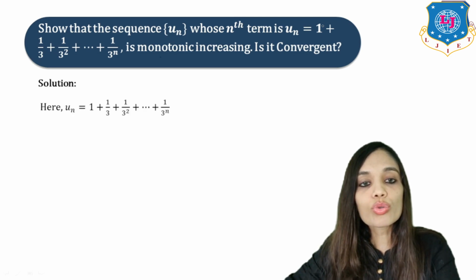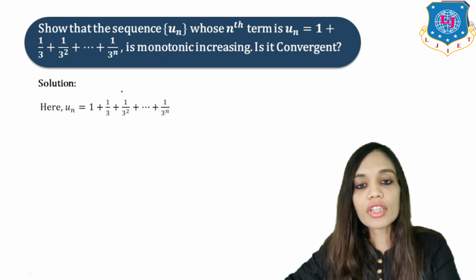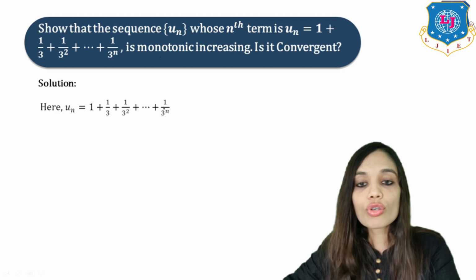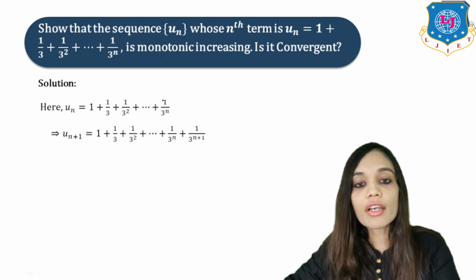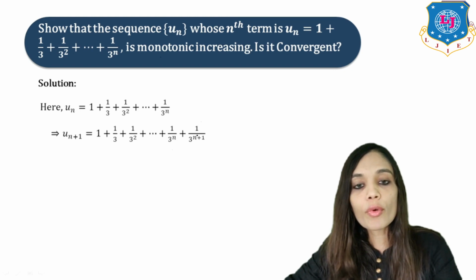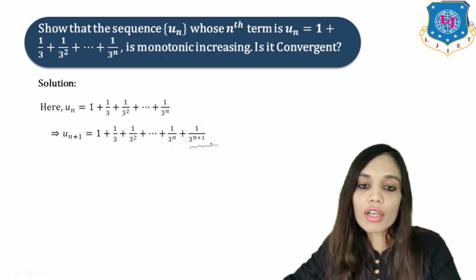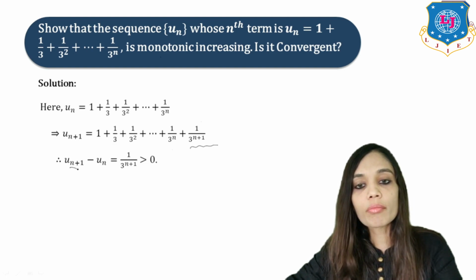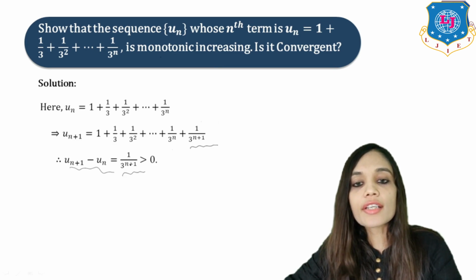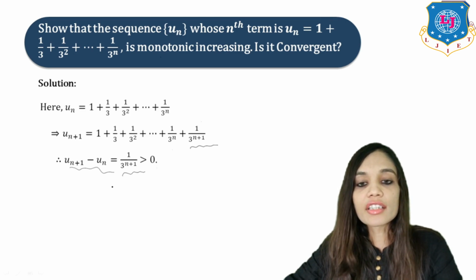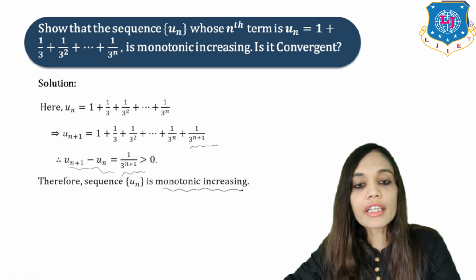So here you are given un as 1 plus 1 upon 3 plus 1 upon 3 square plus and so on 1 upon 3 raised to n. So what will be your un plus 1? 1 plus 1 upon 3 plus 1 upon 3 square plus 1 upon 3 raised to n, plus 1 upon 3 raised to n plus 1. Again we will find un plus 1 minus un. If you subtract these two, what will remain? 1 upon 3 raised to n plus 1. You can see this is greater than 0. So what can be said? That the given sequence is monotonic increasing.